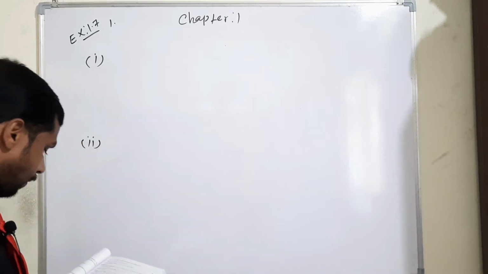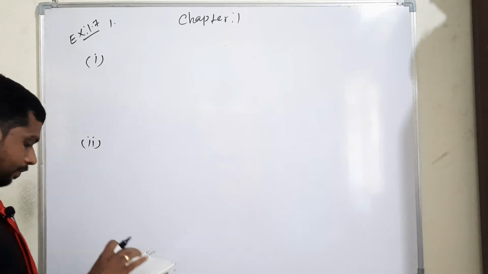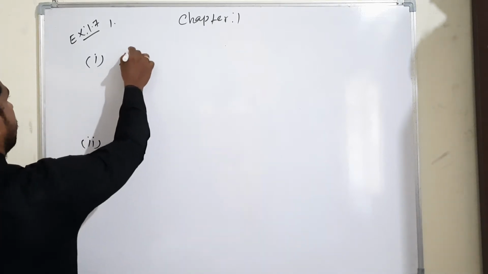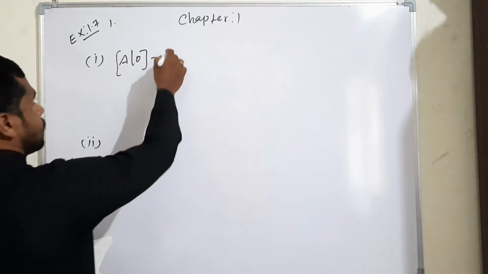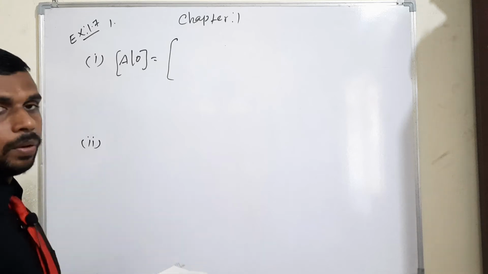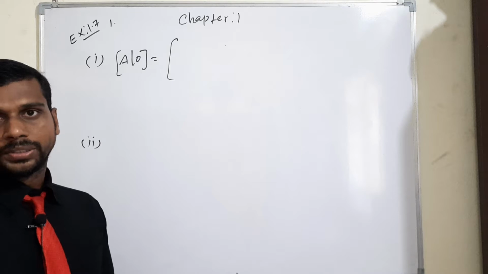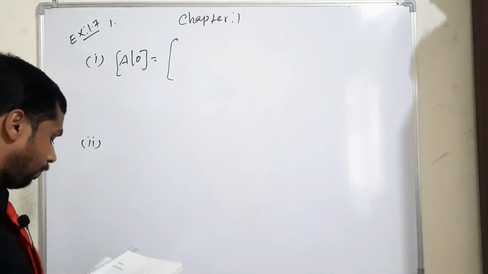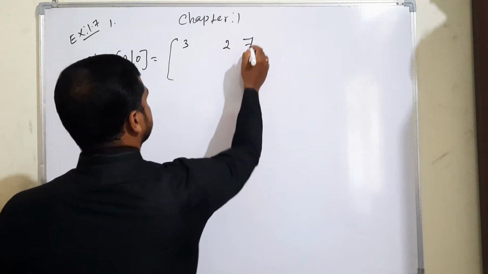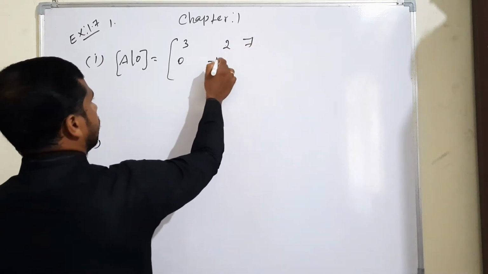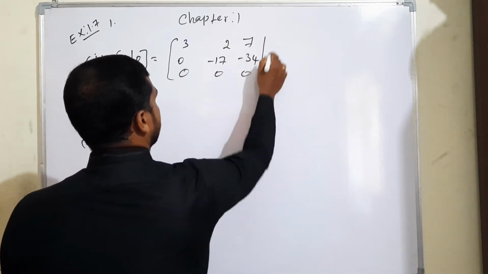For the first subdivision, I am going to write only the last line after applying the augmented matrix. First, reduce the augmented matrix to row echelon form. Row echelon form means that below the starting non-zero digit, the terms will be 0. So the last line will be 3, 2, 7, 0, minus 17, minus 34, 0, 0.